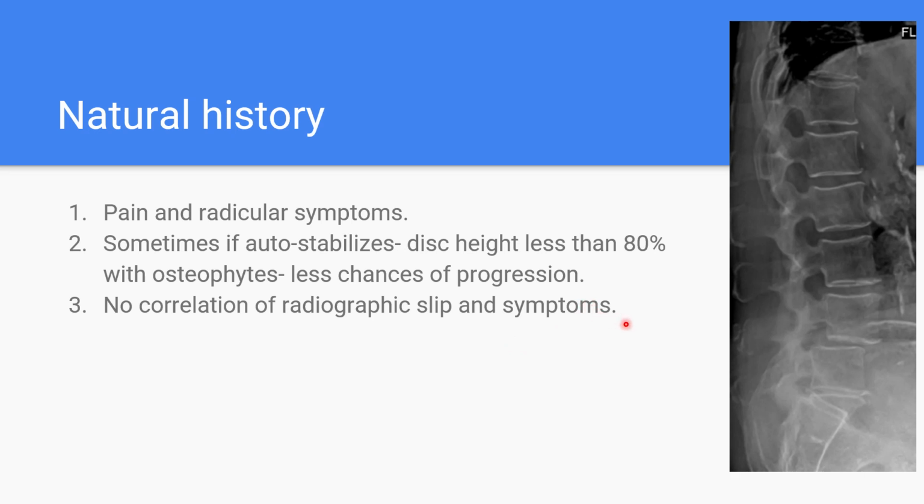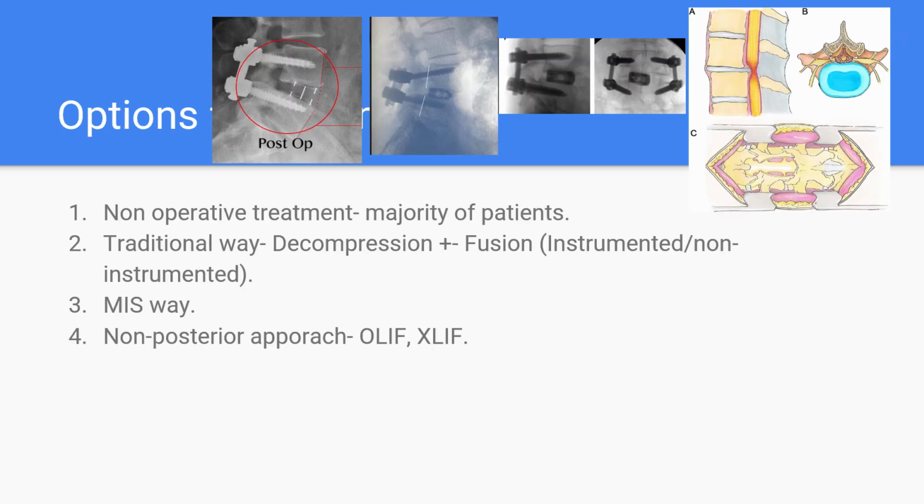However, there is no correlation between the radiological slip and the symptoms. The patient might have a small slip and significant symptoms, and sometimes the patient may have a massive slip with no symptoms at all. So now what are the treatment options? First and the most common is non-operative treatment, which goes for the majority of the patients, in which we give pain medications, we give core muscle strengthening exercises, and we give sometimes epidural steroid injections.